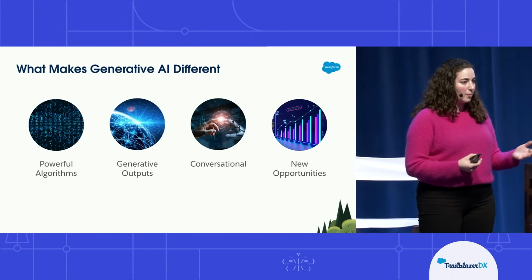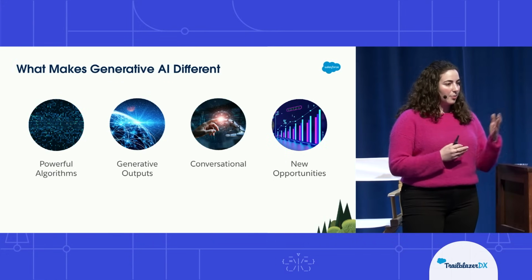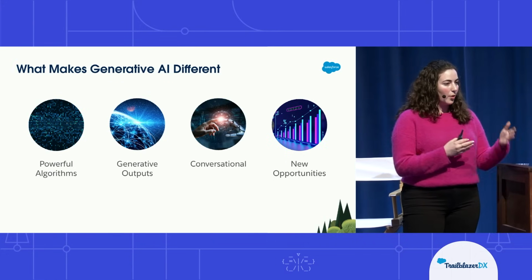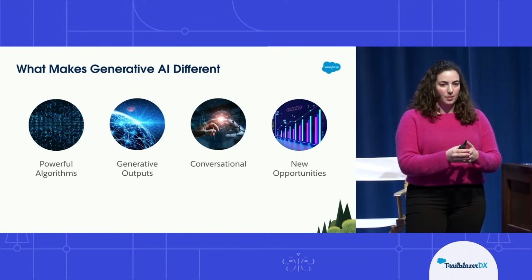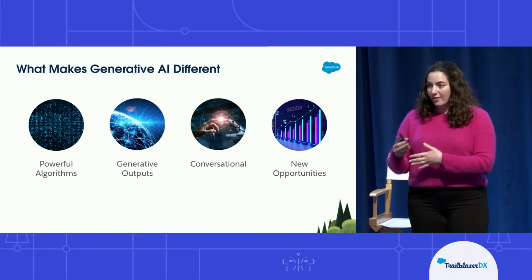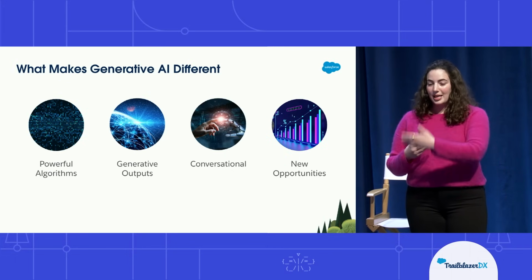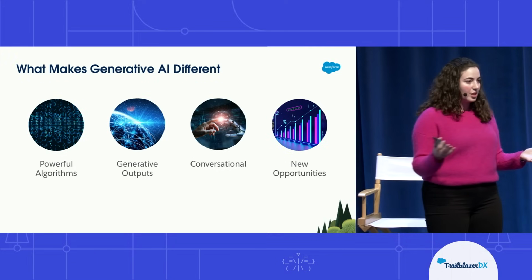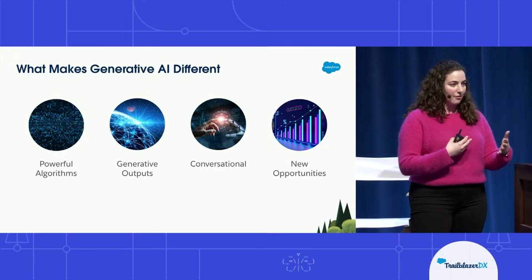Next is generative outputs. When we were looking at predictive AI, we always knew what we were going to get. We would put information in as an input, and we would get a recommendation or a prediction. But with generative AI, it's different. We're getting new content as well. And it's conversational, so the way that you interact with it is different.